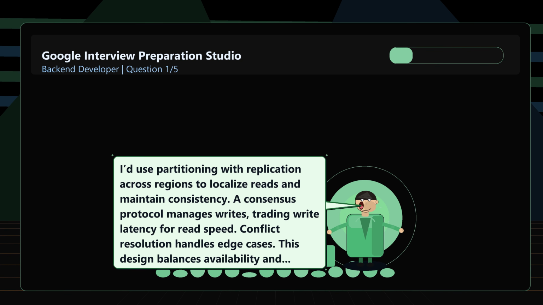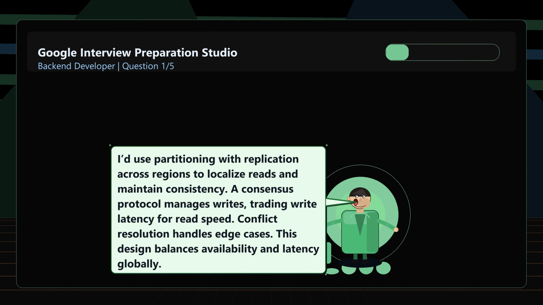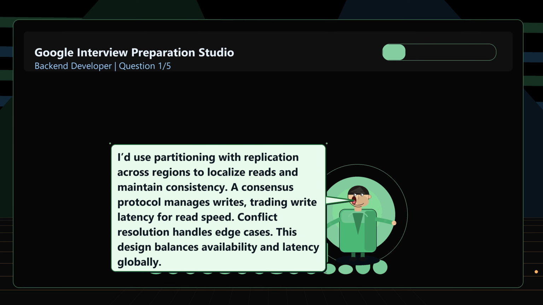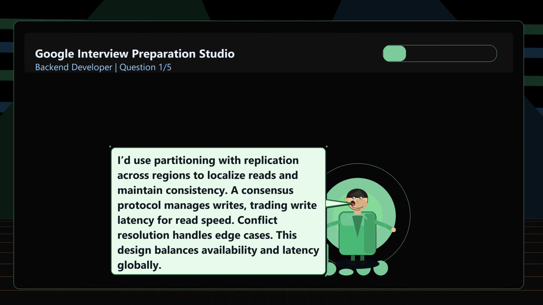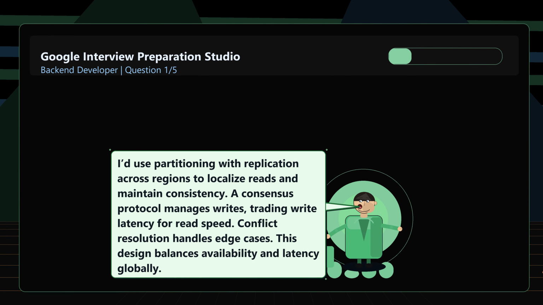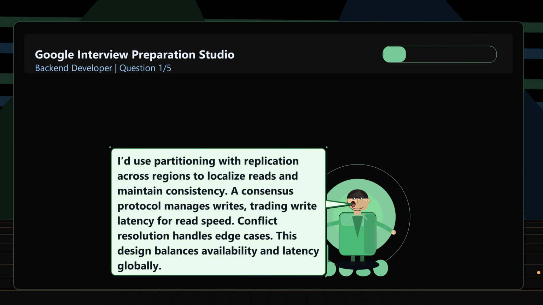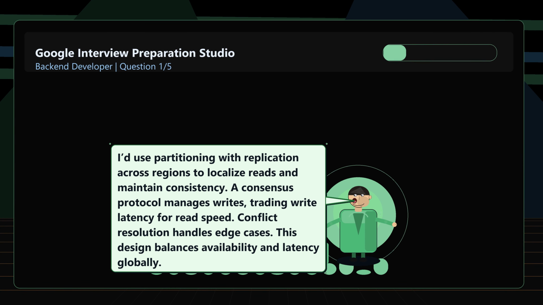To design a global key value store with low read latency, I'd start by partitioning data and replicating it across regions to serve local reads quickly. Writes should be coordinated via a consensus protocol like Paxos or Raft to ensure consistency, accepting some write latency as a trade-off for faster reads.